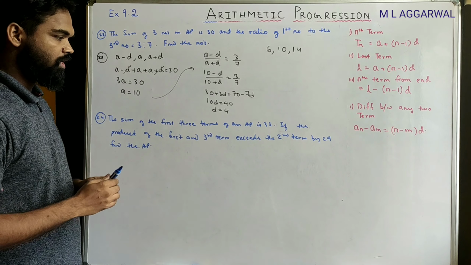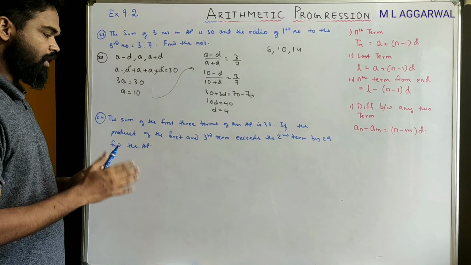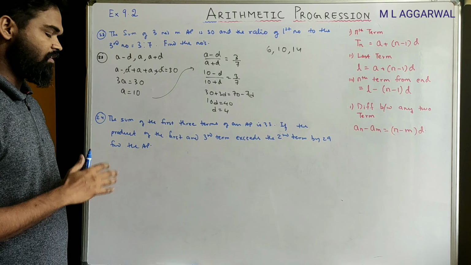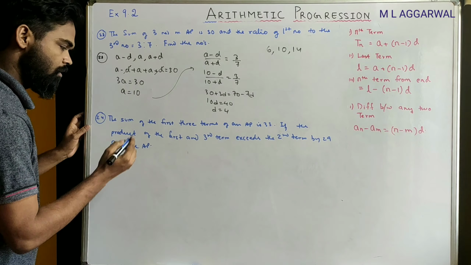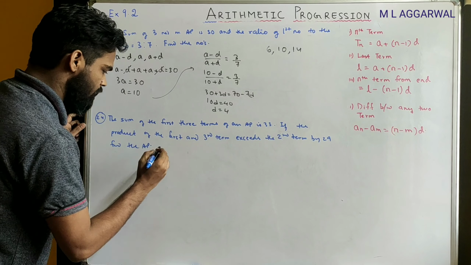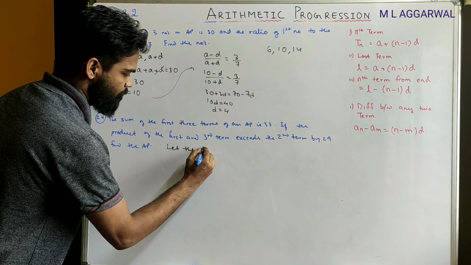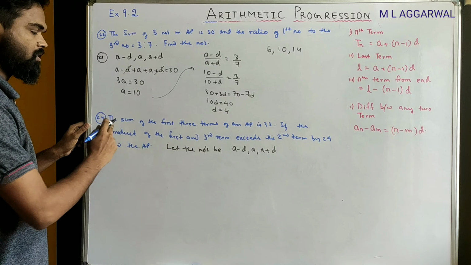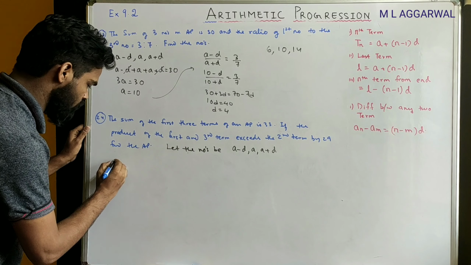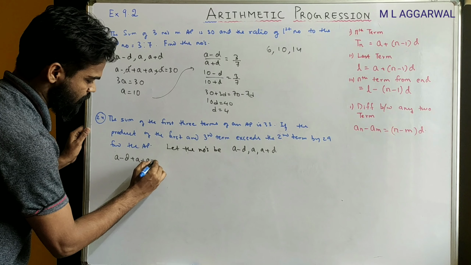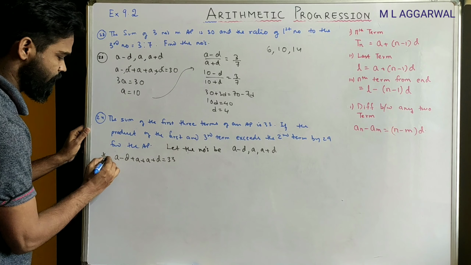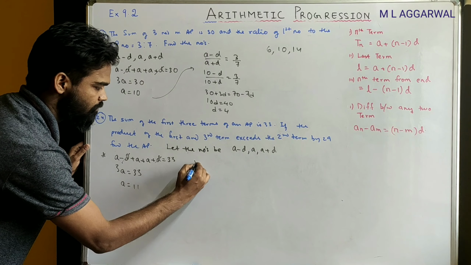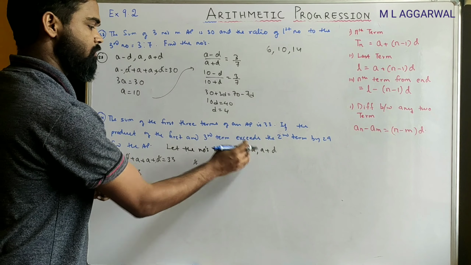The sum of the first 3 terms of an AP is 33. If the product of the first and third term exceeds the second term by 29, find the AP. Very simple. Now again, let the numbers be a minus d, a and a plus d. They are told the sum of the first 3 terms is 33. So I can write a minus d plus a plus a plus d is equal to 33, isn't it? Which means 3a equals 33, which means a equals 11. Done. We got a as 11, the second term.